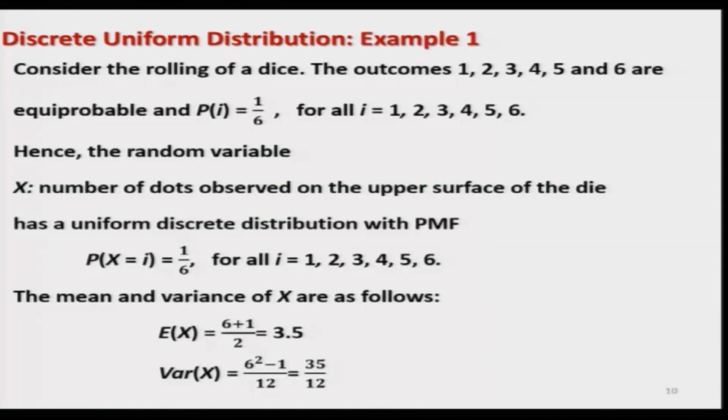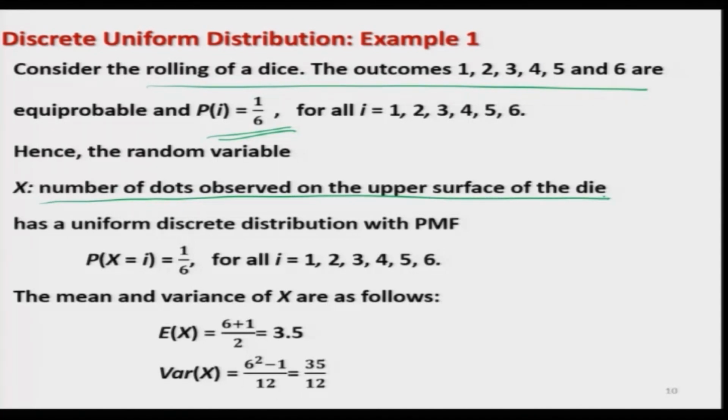Now let us take a very simple example and see what is the meaning of this. Consider the rolling of a dice. There will be 6 possible outcomes, the numbers 1, 2, 3, 4, 5 and 6, which occur with probability 1 by 6. Hence these outcomes are the outcomes of a random variable. Let x be the number of dots observed on the upper surface of the die. This has a discrete uniform distribution with the probability mass function: the probability that x equals i is simply 1 upon 6 for all i going from 1 to 6.